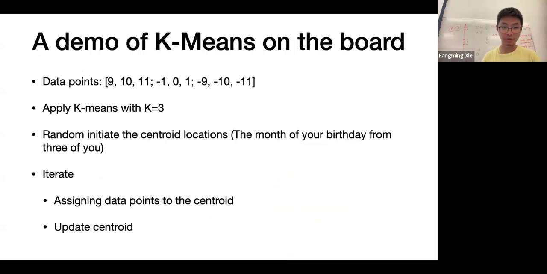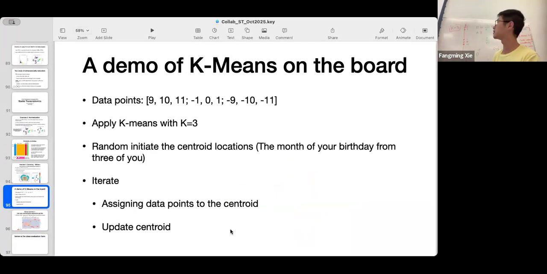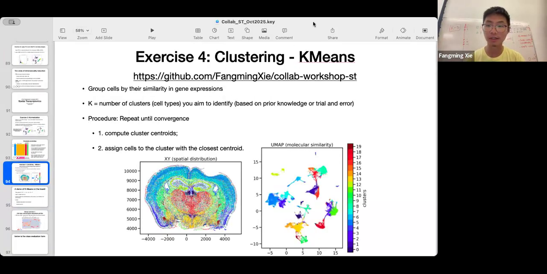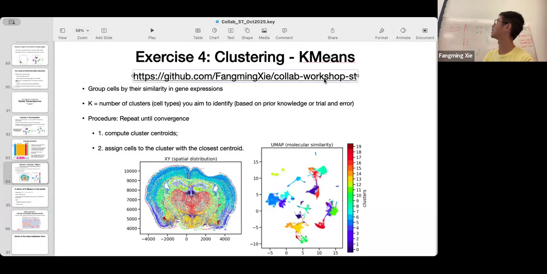Okay, so we already did that demo on the board, and let me show you how to do it in the coding environment and on the simulated data, 3 groups of cells. So let's move together to the shared collaboratory workshop repository. Again, the same link as yesterday, and then go to exercise 4 and 5.